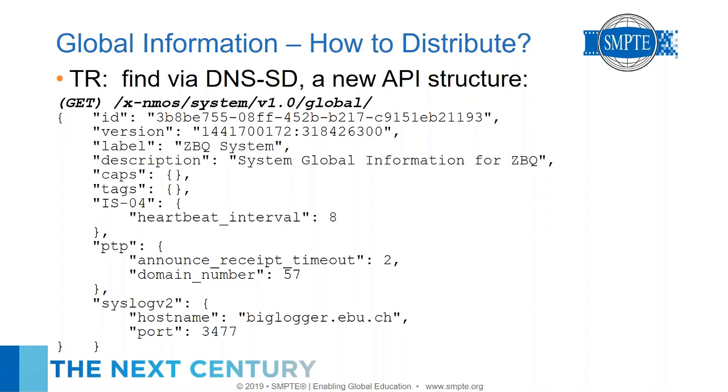you get this structure. And the structure includes an ID, that is the system ID. It includes a version, which is like a timestamp. Has a couple other descriptions and things which aren't that interesting. And it tells you things like the PTP stuff you need to know. The ISO 4 has a system heartbeat that you kind of need to know. And we also put in some definitions for log servers. So devices can know where to send logging information if they're going to do that. So the TR defines this structure for all this global information.